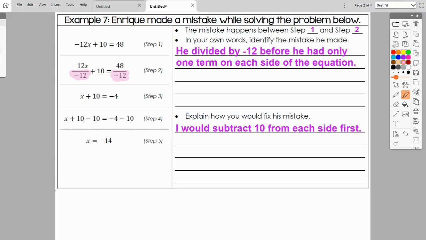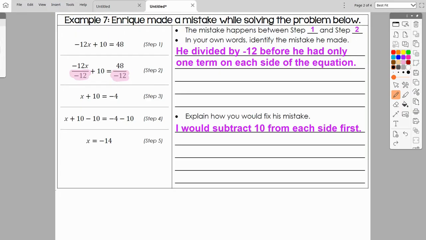So that's where I have over here on the right this prompt of, in your own words, identify the mistake he made. I wrote the following. He divided by negative 12 before he had only one term on each side of the equation. That would be the proper time to have used this.